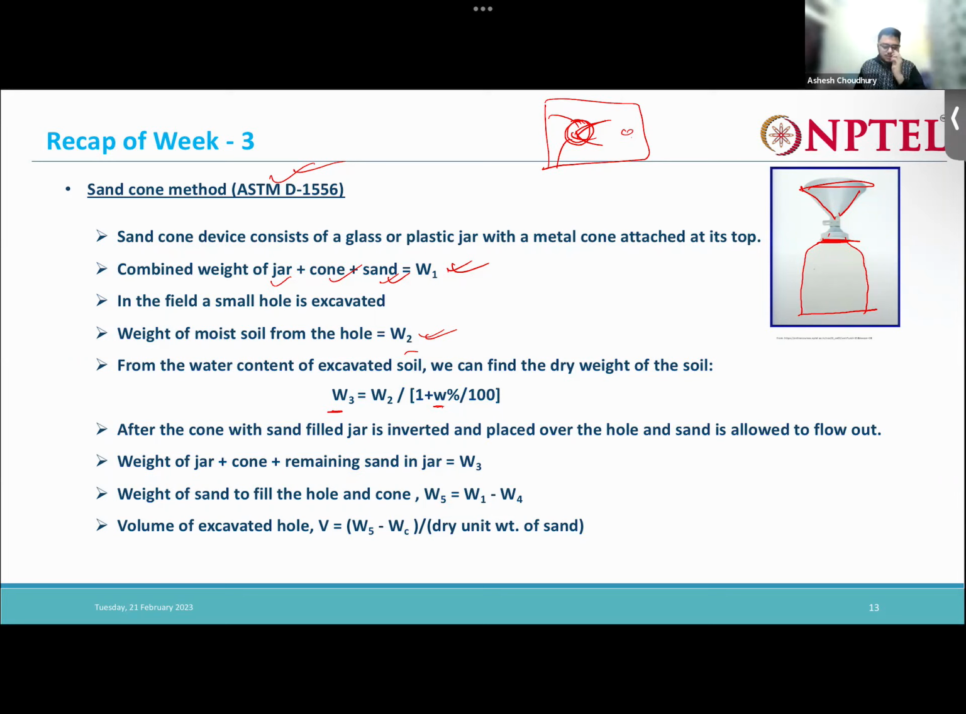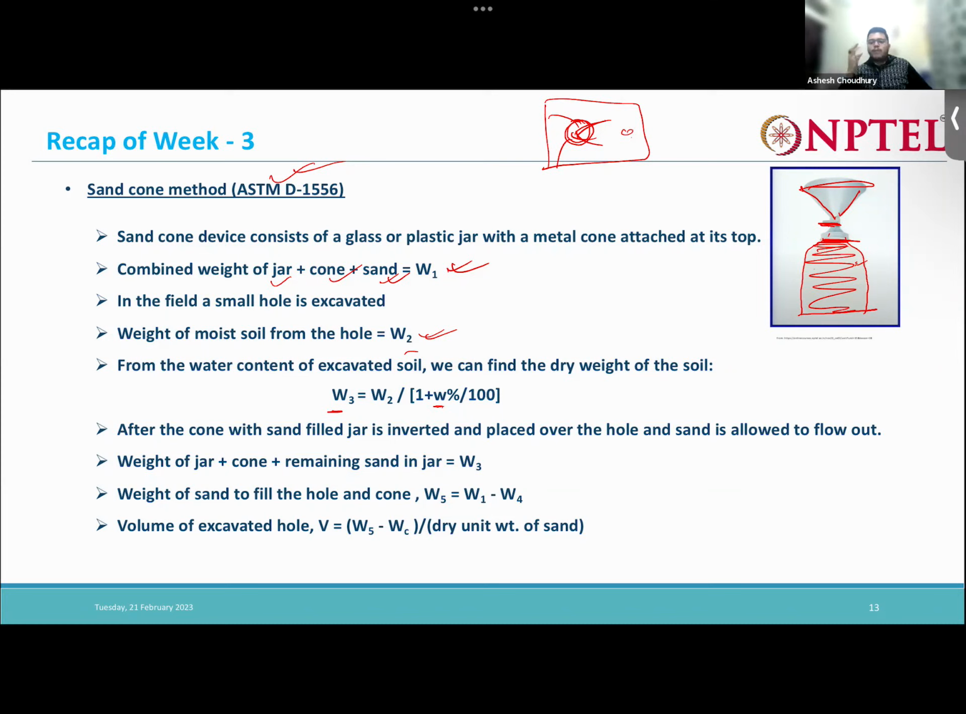Now, if you remember, this is completely filled with sand, right? So what we do is we completely invert this cone over that hole, and we open the valve here. As soon as we open it, all the sand will come out, right? And then we close it. We open and close it. So a certain amount of sand has come out.